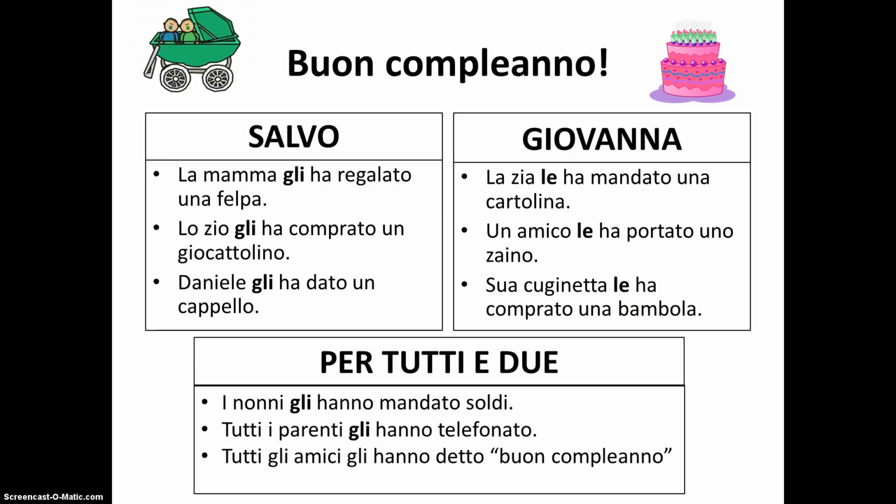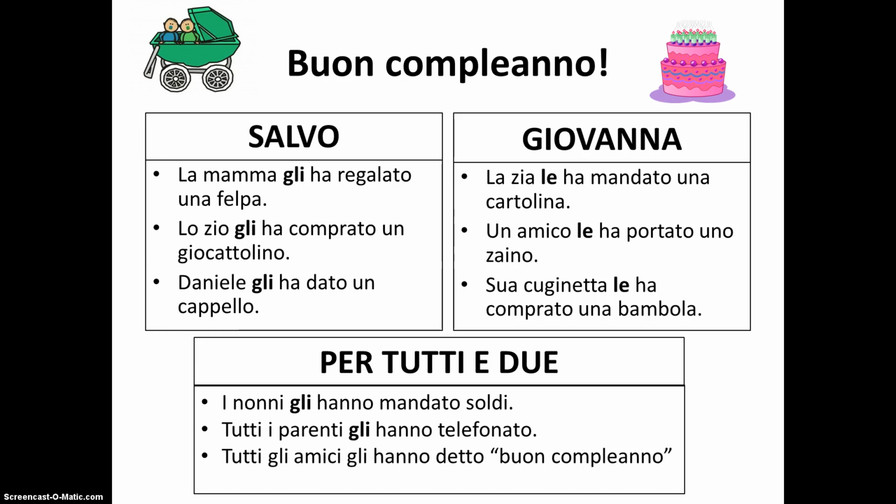Next, let's look at the indirect object pronouns themselves in this series of examples. Let's say that the twins Salvo and Giovanna had a birthday party. Let's look at what they received. Buon compleanno, Salvo. La mamma gli ha regalato una felpa. Lo zio gli ha comprato un giocattolino. Daniele gli ha dato un cappello.